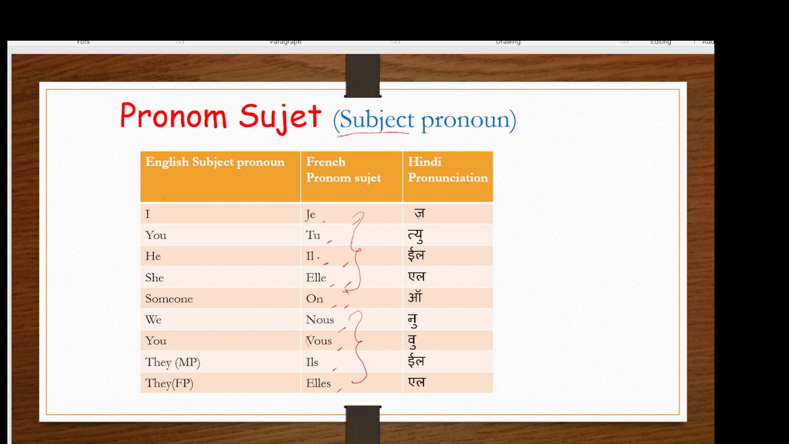Now, plural of il is ils. As I told you, we never pronounce the last consonant, so it is only il. Plural is ils. Plural of elle is elles, meaning they, feminine plural.